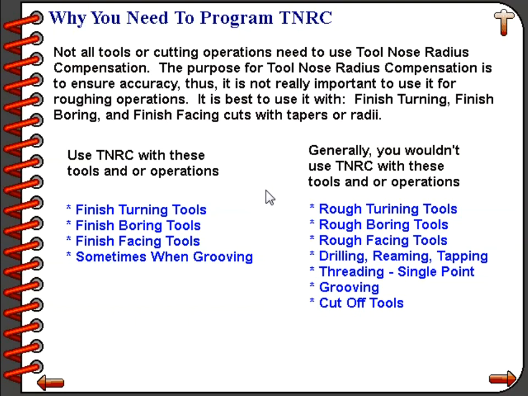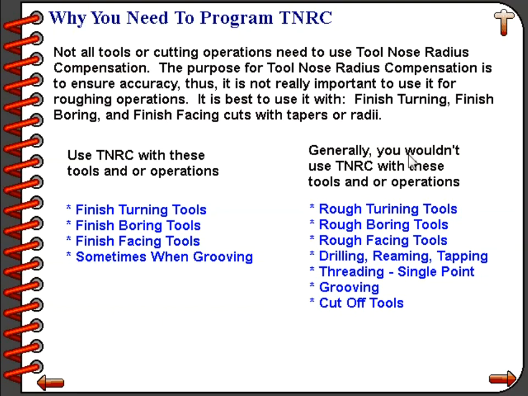Now, that extra amount of material would only amount to a few thousandths of an inch, so it is truly not very critical. When you are using tool nose radius compensation, you would probably use it with a finish turning operation, a finish boring operation, a finish facing operation that had a contour on it, not just simply a straight facing cut. And sometimes, in very critical grooving operations, you may need to use tool nose radius compensation there.